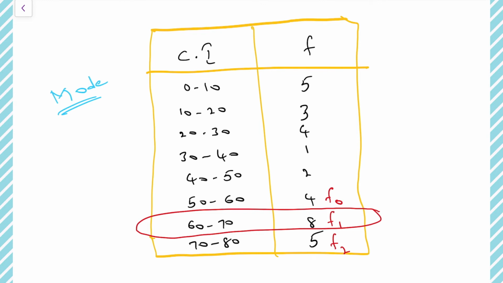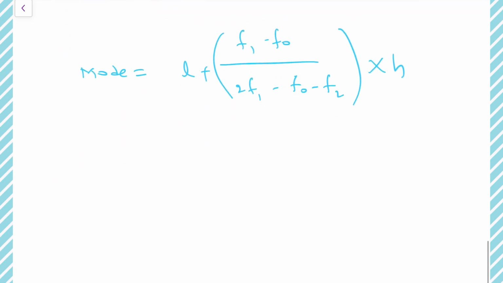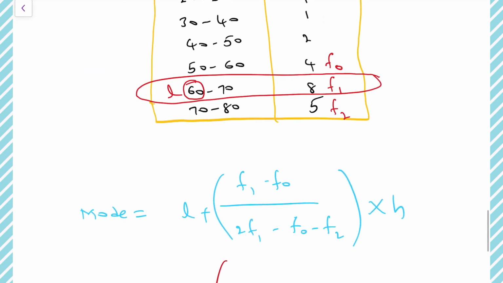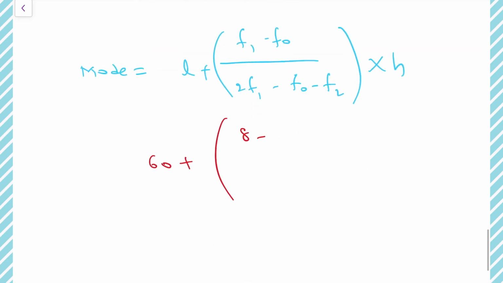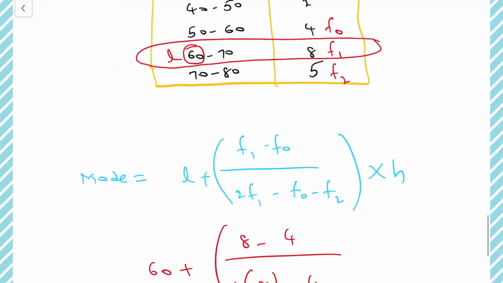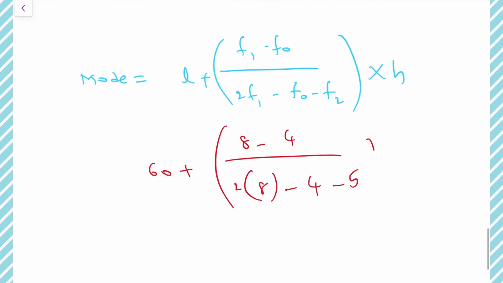And in the F1 row, the class interval 60 to 70, right? That lower boundary will become our L value. Now let us substitute in the formula. So L value is 60 plus F1 is 8 minus F0 4 divided by 2 into F1 is 8 minus F0 is 4 minus F2 5 into H.